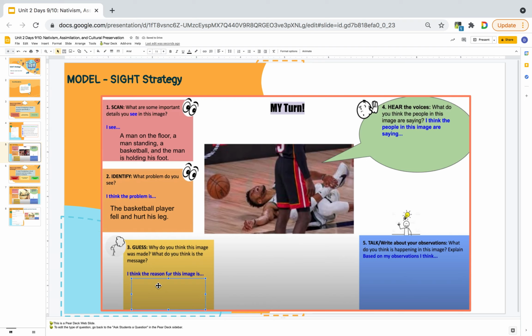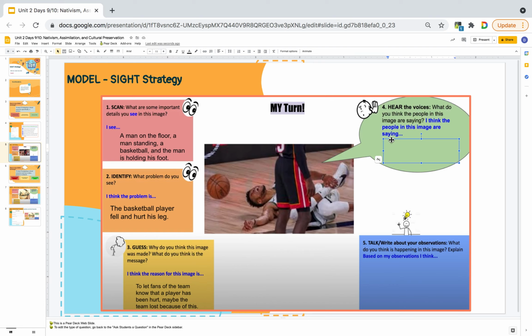Third, we want to be able to answer, why do you think this image was made? What do you think is the message of this image? So looking at this picture, I think the reason for this image is to let fans of the team know that a player has been hurt. Maybe the team lost because of this. Just some reasons why I think this picture was even taken.